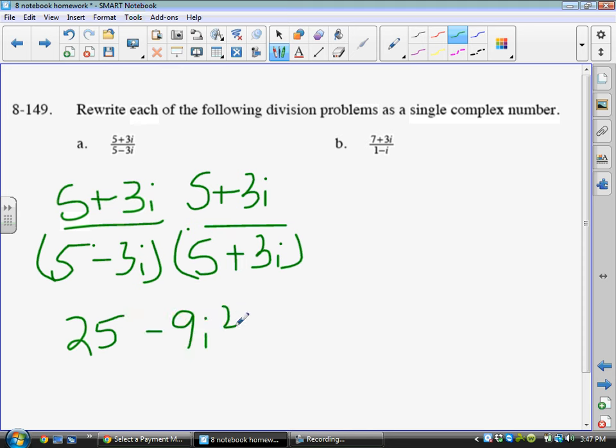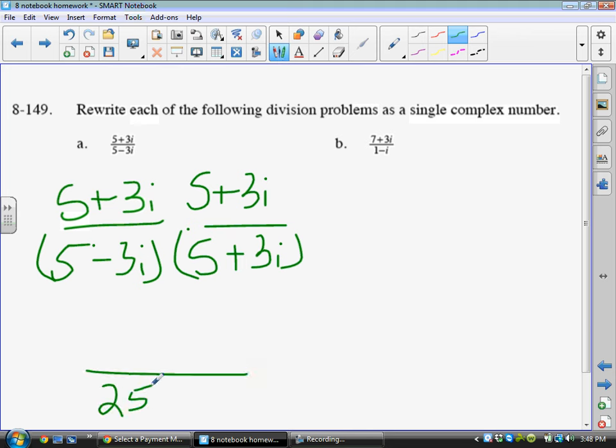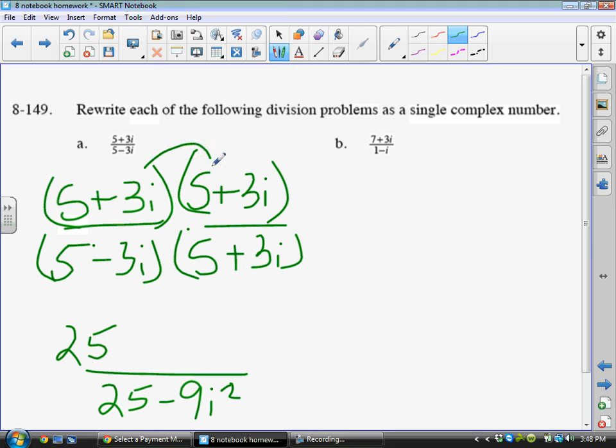Oops, I probably should have written that somewhere else. Let's erase that so I can leave room for my numerator. So 25 minus 9i squared on the denominator. If I multiply the numerators together, I'm not going to have things cancel out. So I have 25. My inner terms multiplied together would be positive 15i. The outsides would be positive 15i. And the last terms would be plus 9i squared.